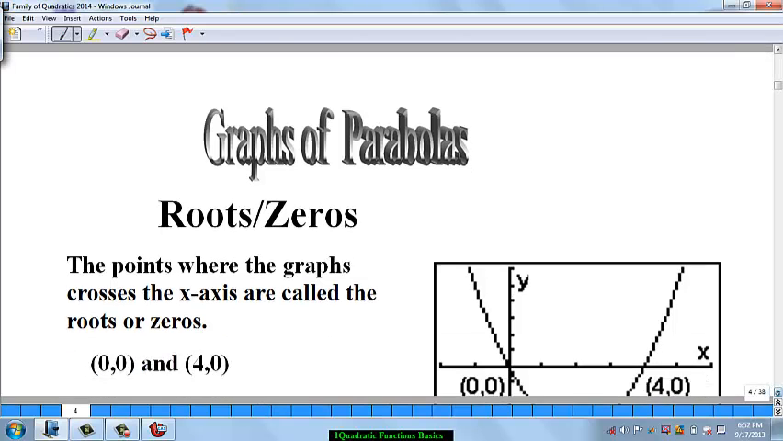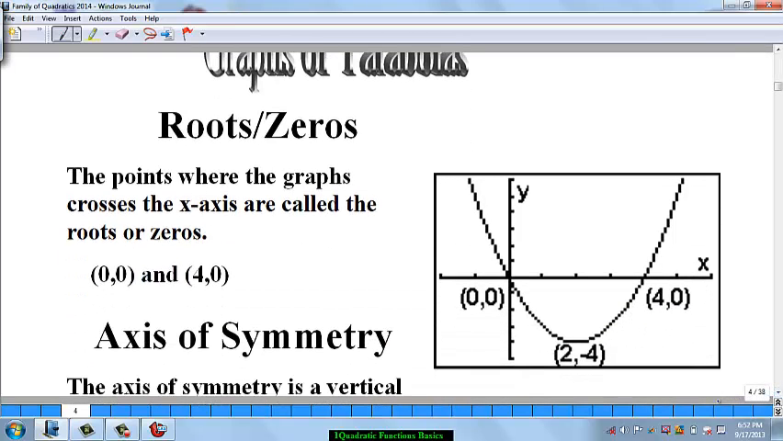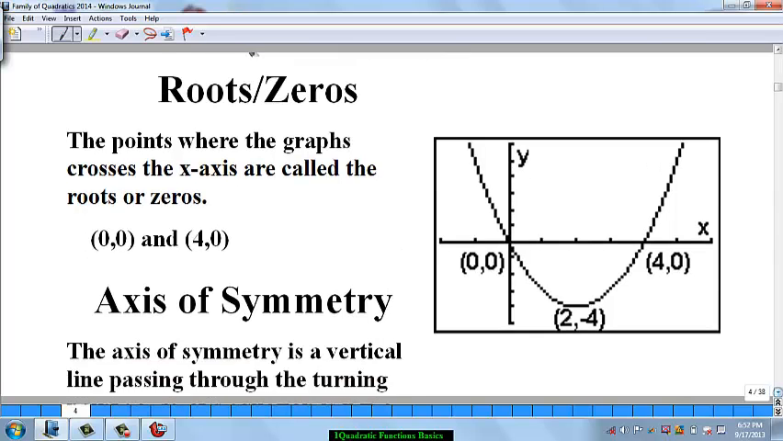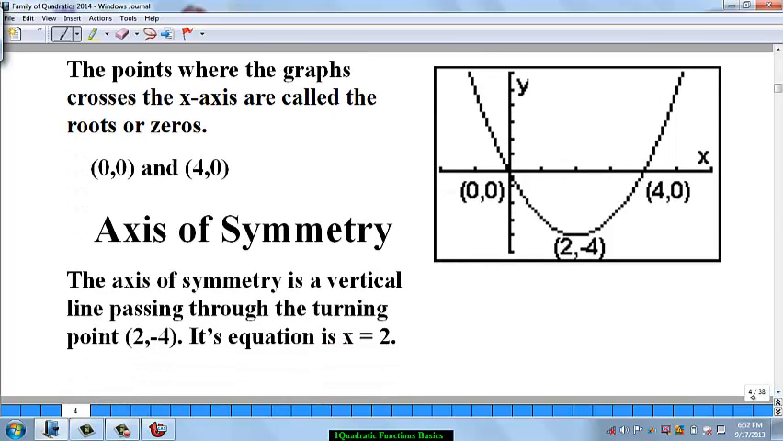Now let's talk about the roots and zeros. The points where the graph crosses the x-axis are called roots or zeros. In this case, I showed you have 0, 0, and 4, 0, and the axis of symmetry is a vertical line, so let's draw it. So here's a point 2, negative 4. The axis of symmetry is right here, and it's an x equals line, and see how the 2 value right here of my point is 2? So this line is called x equals 2, and the x of my point is also 2, but this is the actual equation of that line.